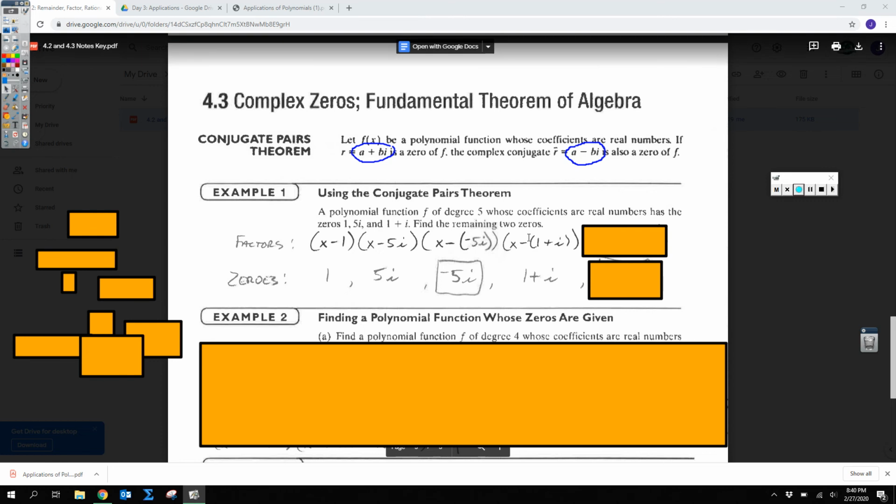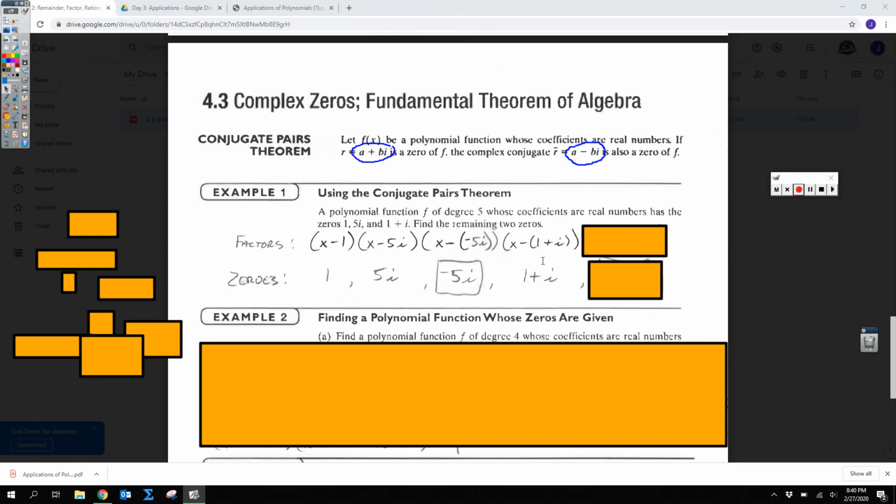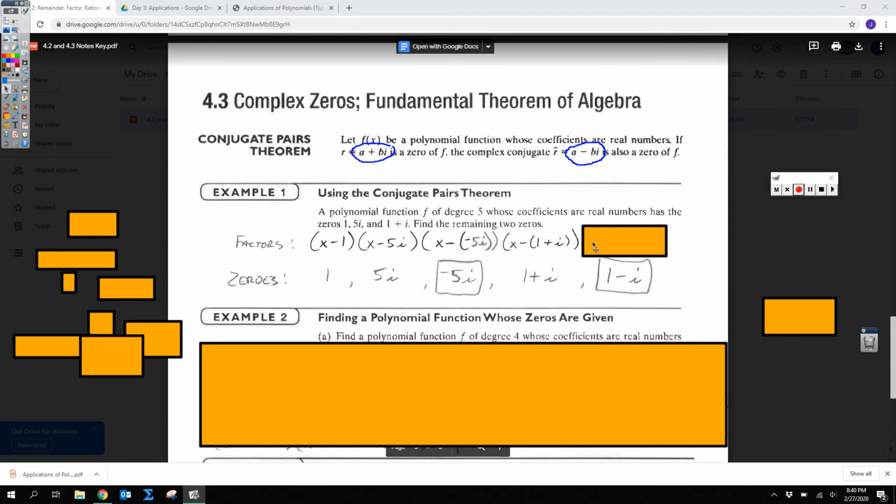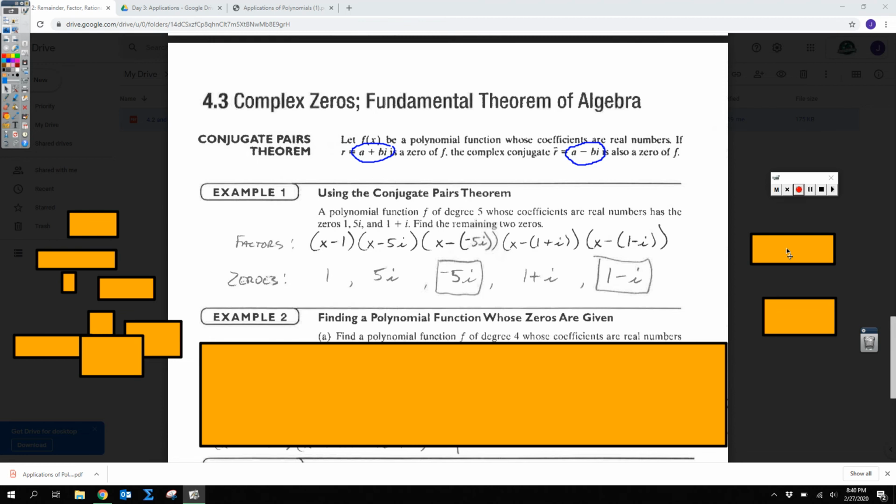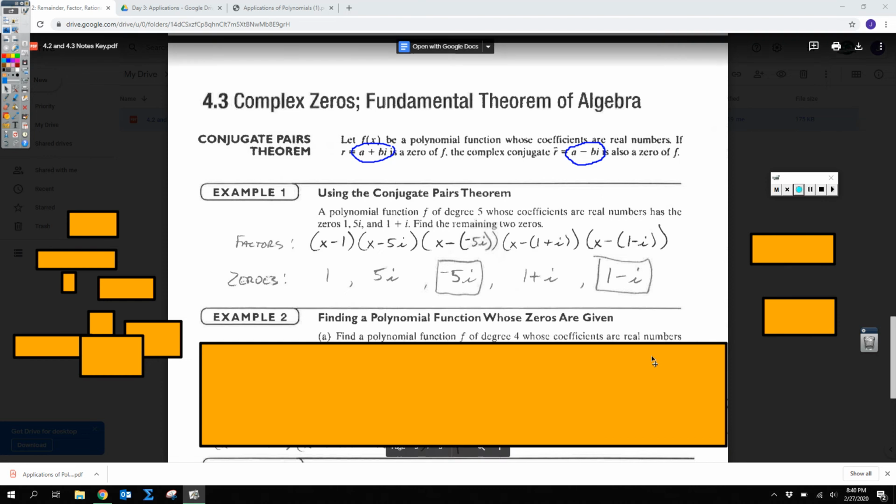So the last one we need to do is for our fifth 0. If 1 plus i is a 0, then we can follow that 1 minus i must also be a 0. And just to follow the pattern we've done before, if we said x minus (1 plus i), we can say x minus (1 minus i). Of course, making sure parentheses are around our 0. So that just kind of gives you an idea, a little bit of how these work.